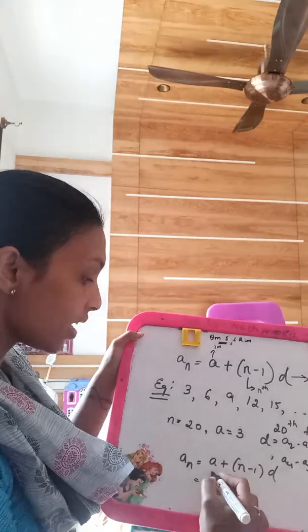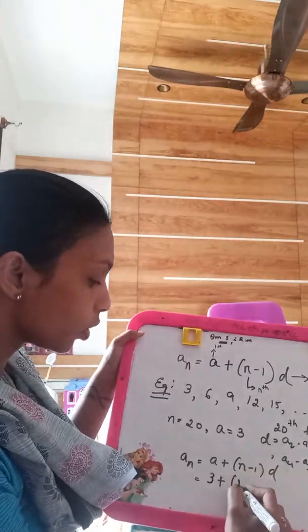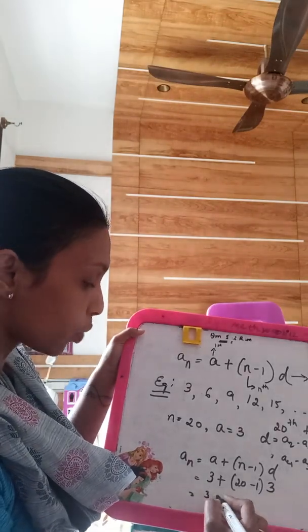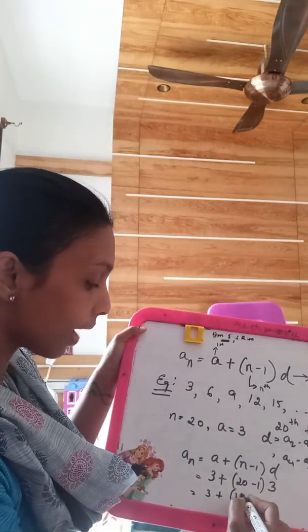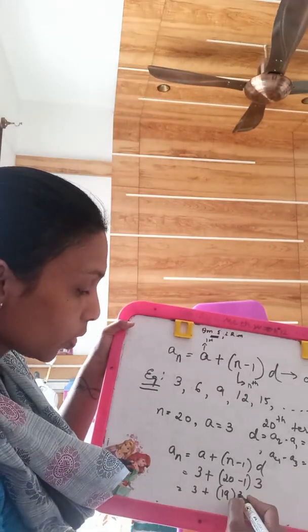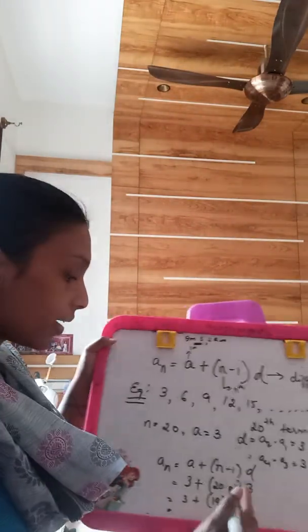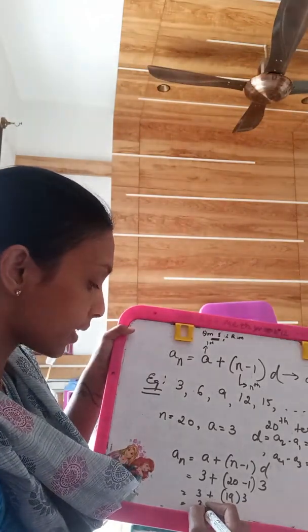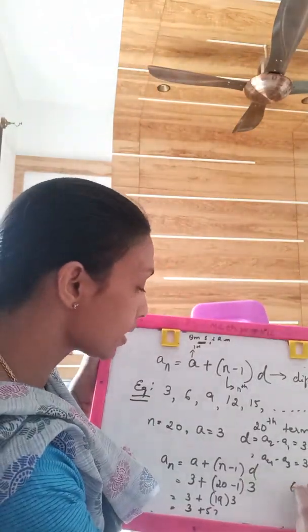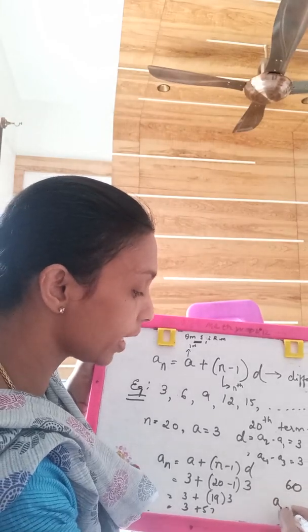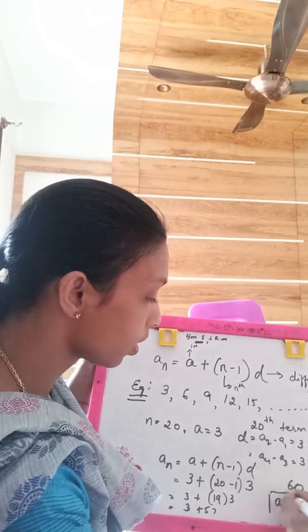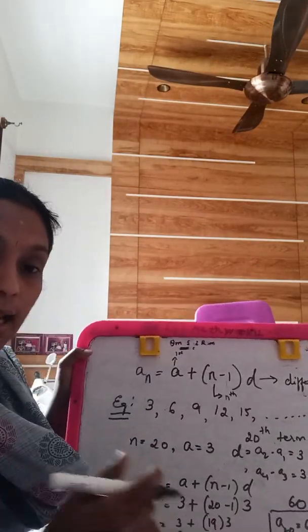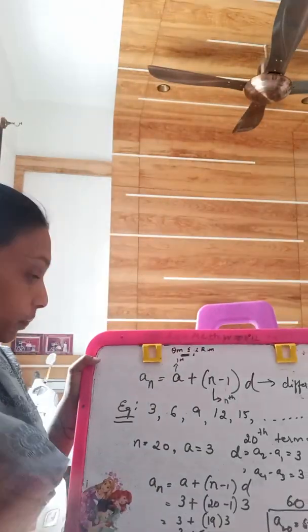So, what is A, children? 3. What is N? 20 minus 1. What is D? 3. So, 3 plus (20 minus 1) into 3 is nothing but 3 plus 19 into 3. Now, what is 19 threes? 57. 57 plus 3, the nth term will be 60. A20 is nothing but 60. Understood, children?